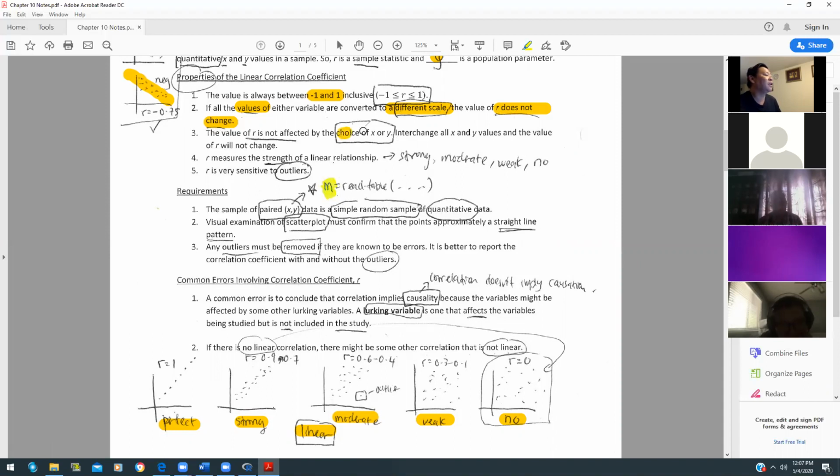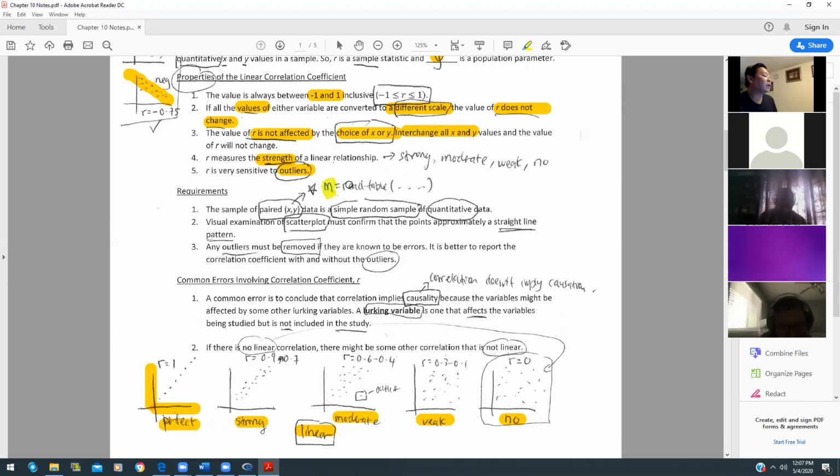If you interchange your X and Y, that means if you flip your X and Y around, your R is not affected. So this is your X, this is your Y, right? If you switch your X and Y around, your R is still going to be the same. Okay. Then R in this case measures the strength. Strength means it can be perfect, strong, moderate, weak, or none. So these are the strengths in this case. And R is very sensitive to outliers.